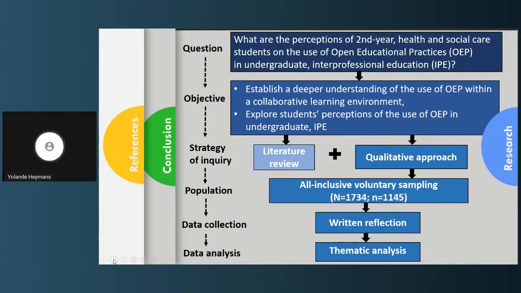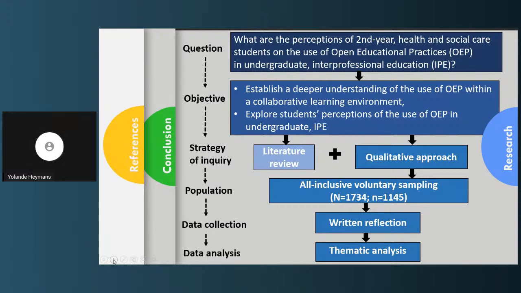Our objectives included establishing a deeper understanding for us on the use of OEP within this collaborative learning environment, and to explore how our students are perceiving this as undergraduates. We did a literature review with certain keywords. But for the empirical study, we adopted a qualitative approach. We used all-inclusive voluntary sampling, and 1,145 students gave consent. The data collection was a written reflection. It was an open-ended questionnaire, asking them about specific things.